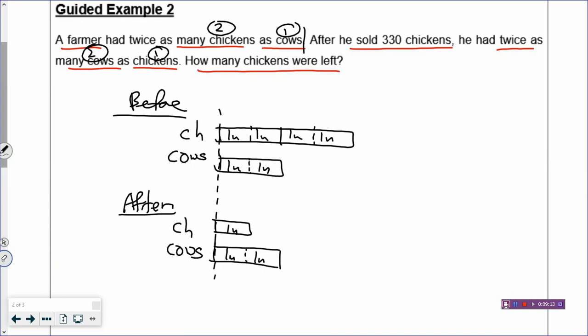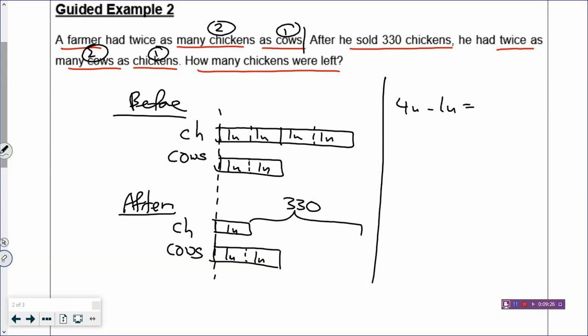And then now you can see how many chickens he sold. He must have sold how many chickens? He must have sold 330 chickens, which is how many units? That will be 3 units. How do you know that? Because there are 4 units of chicken at first, and you minus 1 unit of chickens in the end. So he must have sold 3 units of chickens. So 3 units of chickens will be the same as the 330 chickens that were sold.